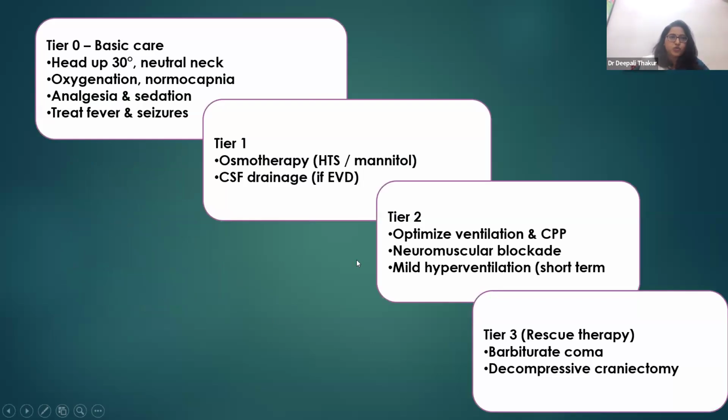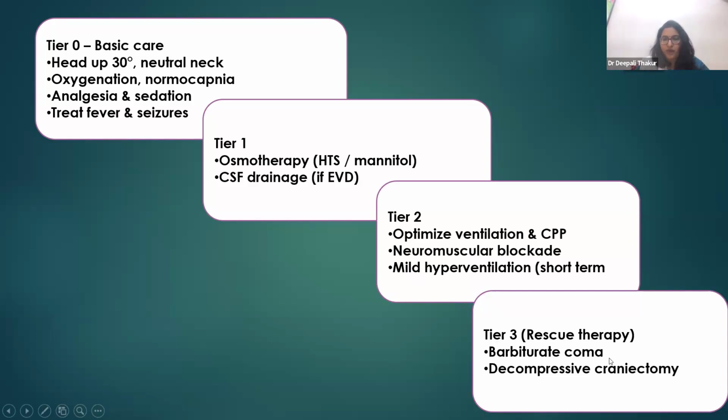So this is a tiered approach: tier 0, tier 1, tier 2, tier 3. Tier 0 is the basic care which all patients should receive: oxygenation, normocapnia, analgesia. Tier 1, if your ICP is rising, then try osmotherapy, hypertonic saline or mannitol, and CSF drainage if an EVD is present. Tier 2 is optimized ventilation, monitoring and optimizing CPP, neuromuscular blockade may be instituted, and mild, short-term hyperventilation will be tried. And this is just a rescue therapy.